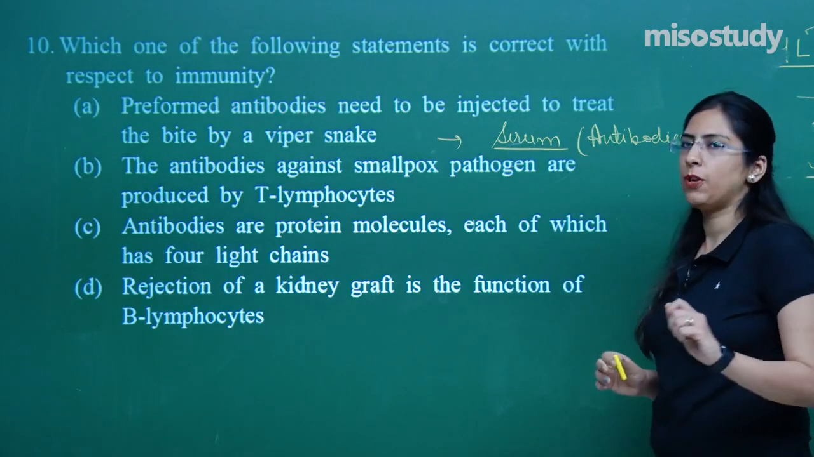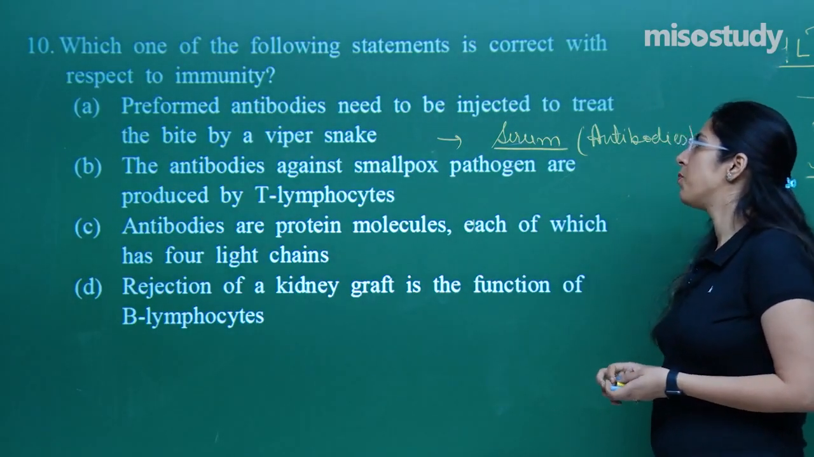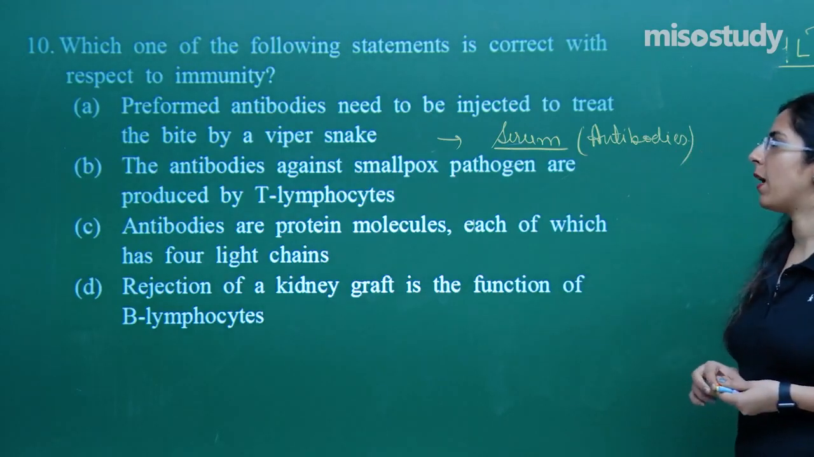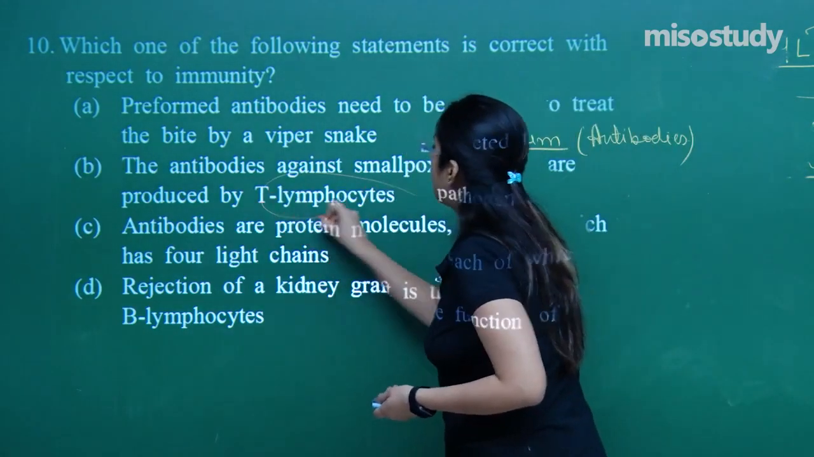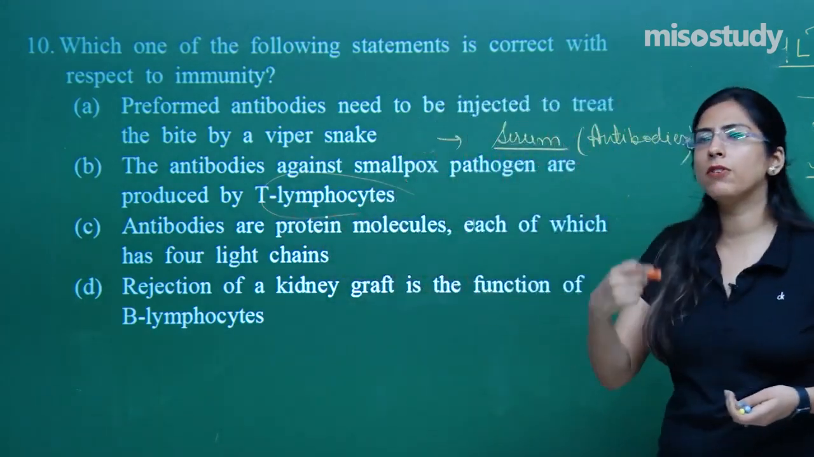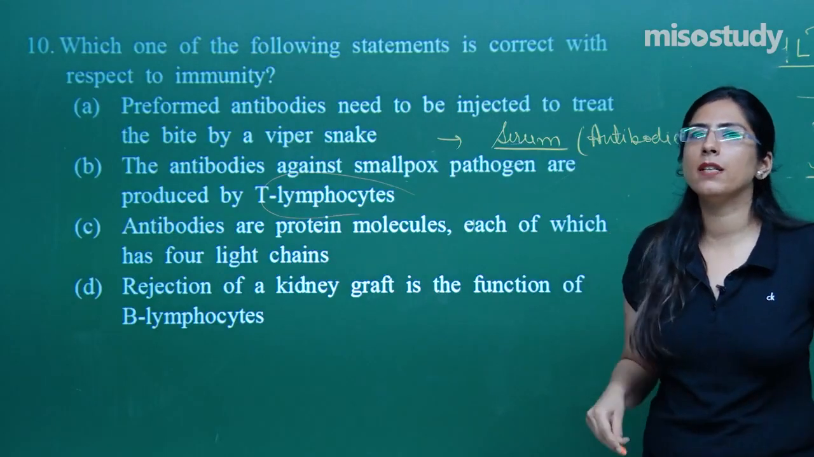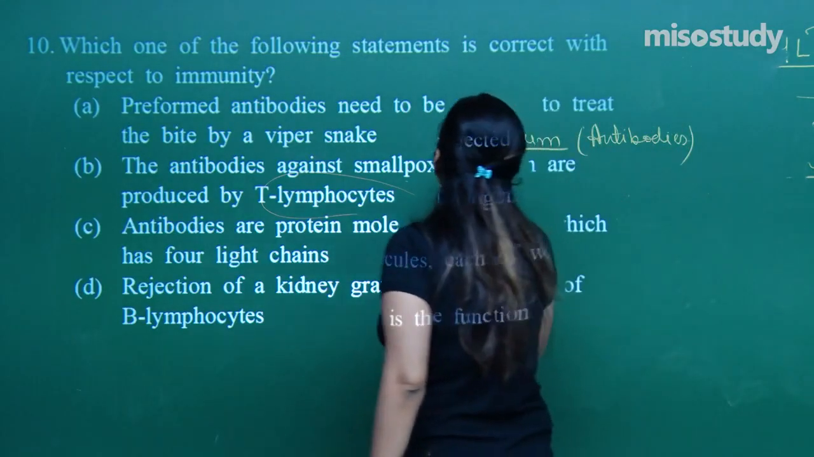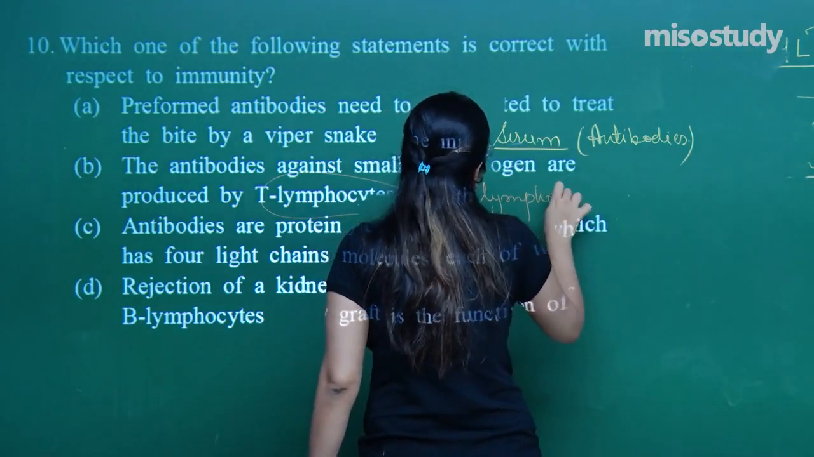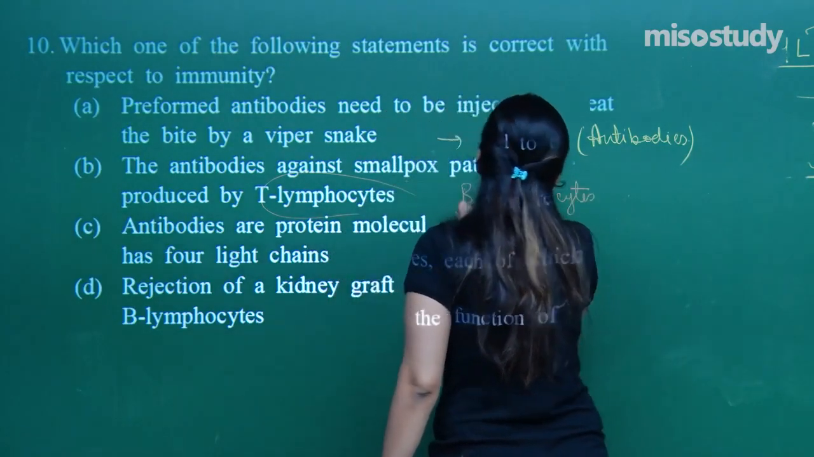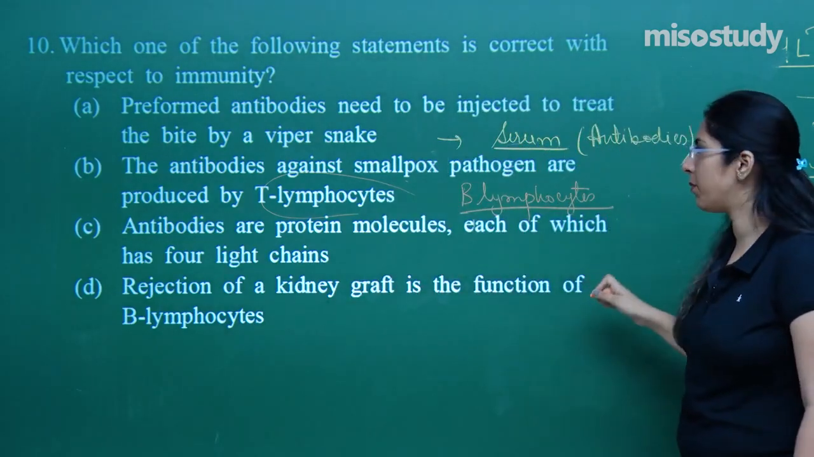So we know that the first option is right. Let's look at the other options as well. Antibodies against smallpox pathogens are produced by T lymphocytes. No. They have mentioned smallpox as an example, but antibodies are normally produced by B lymphocytes, not by T lymphocytes. Plasma cells and memory cells produce them.